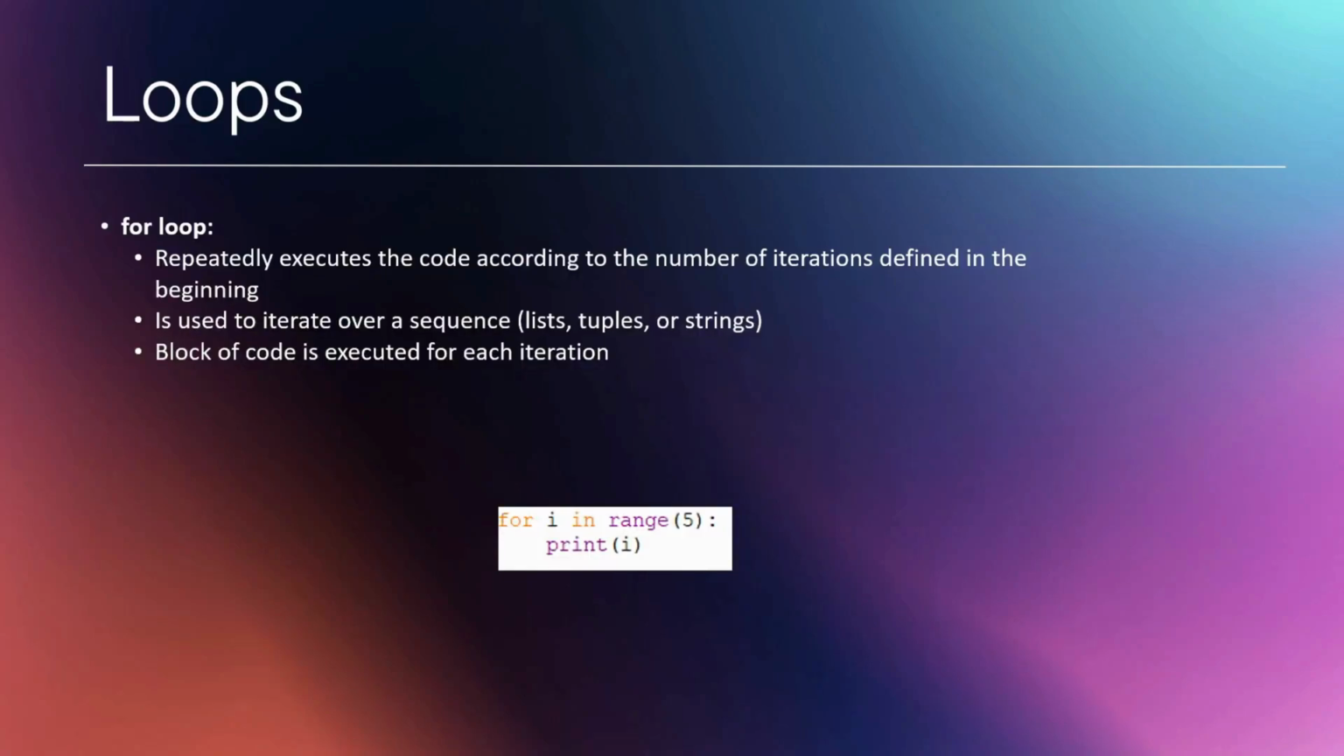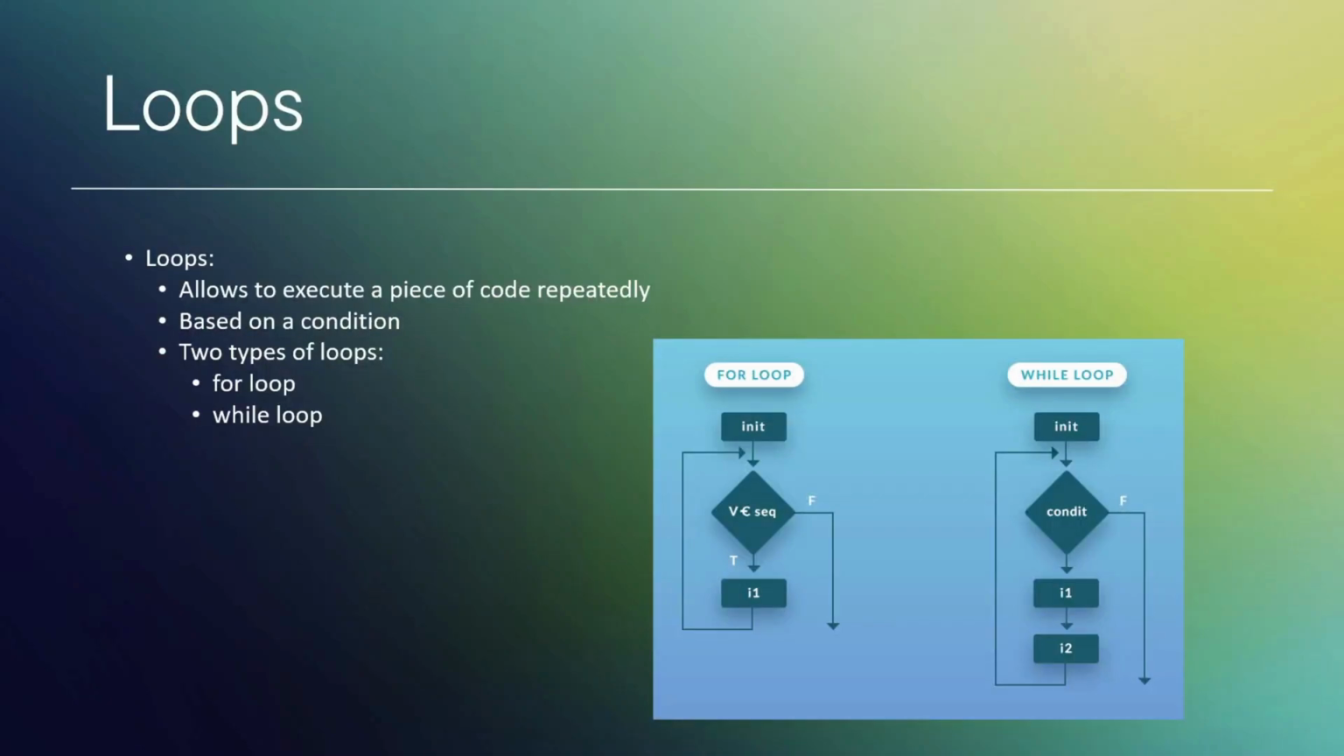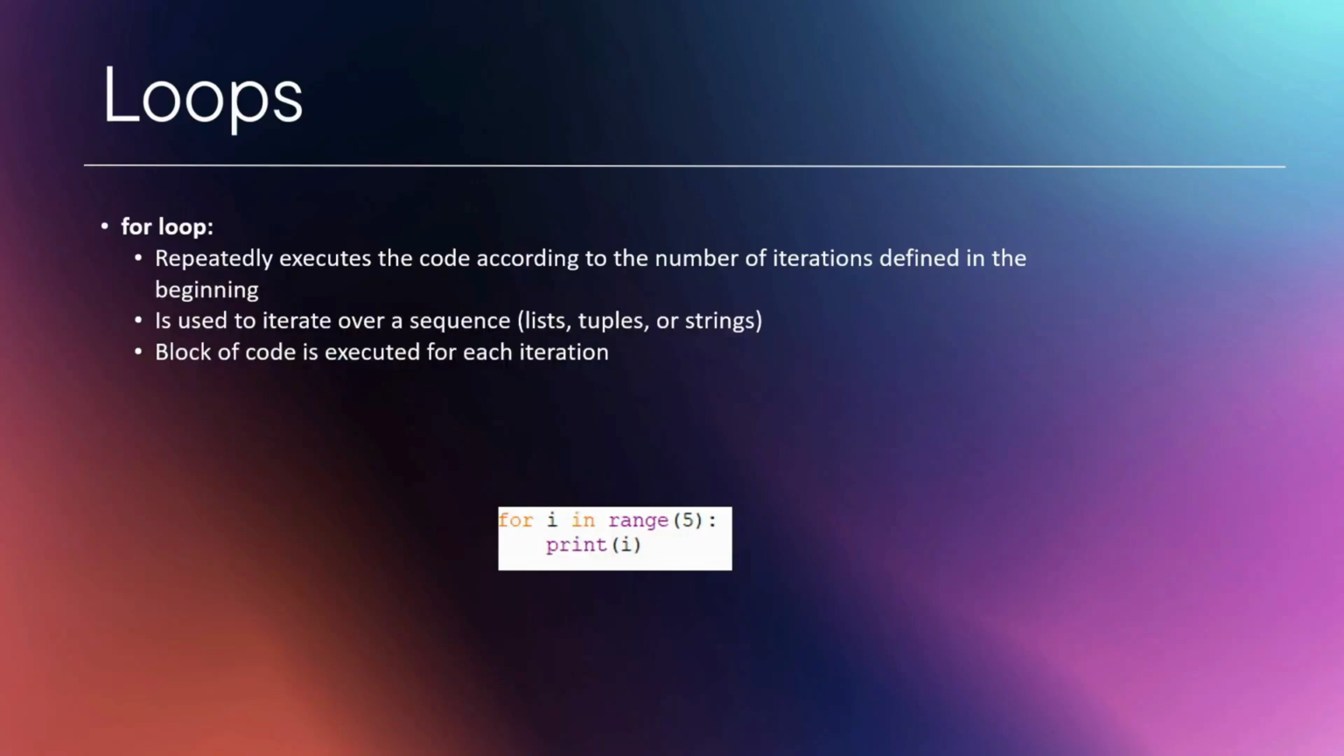So the for loop repeatedly executes the code according to the number of iterations defined. It is slightly different from this visualization. In this one, it checks the condition at each iteration, while for the for loop, we define in the start how many iterations this loop needs to do. So this can help us to iterate over sequences like lists, tuples, or strings, which are basically a collection of items, and the block of code is executed for each iteration.